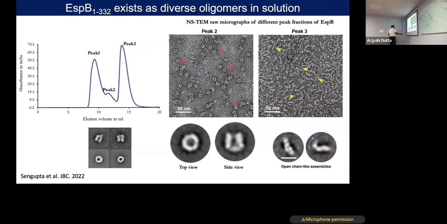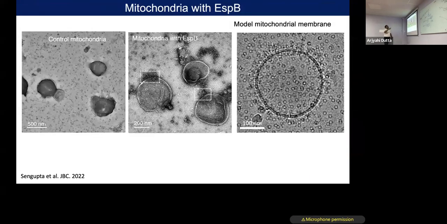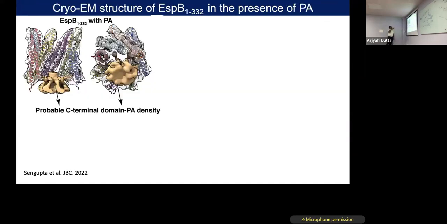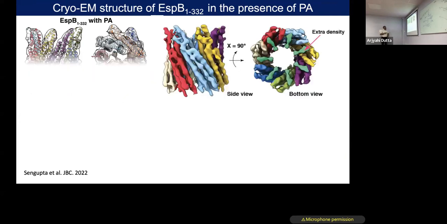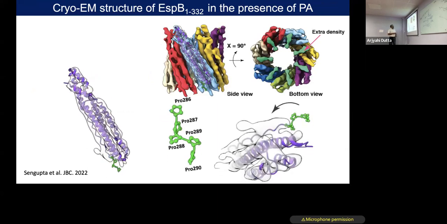So this is another project that we are working on: how one of these proteins can interact with the mitochondria and damage the mitochondria. Here we did the structural characterization and we can see that mitochondrial lipid is binding with this protein. So I'll finish my talk here.